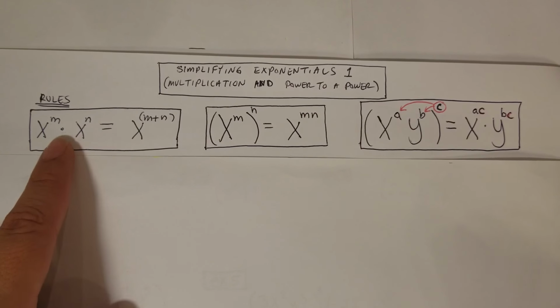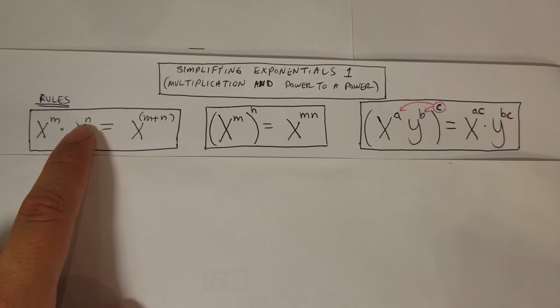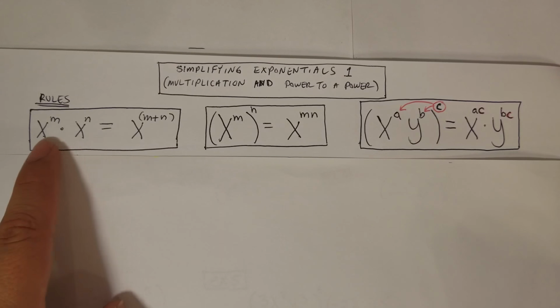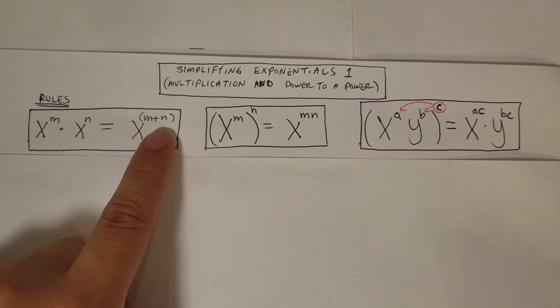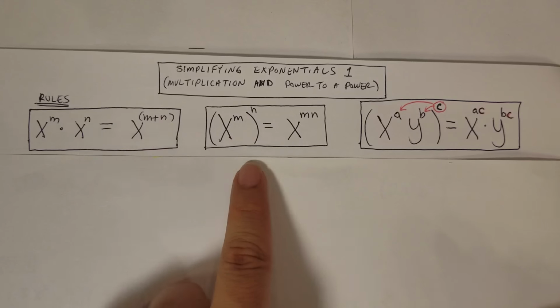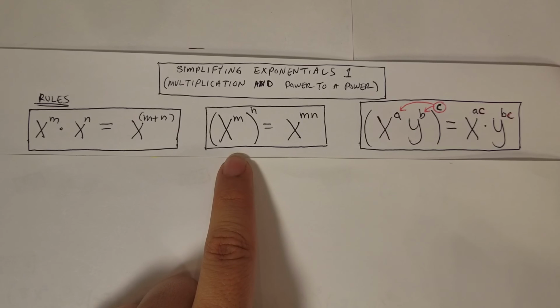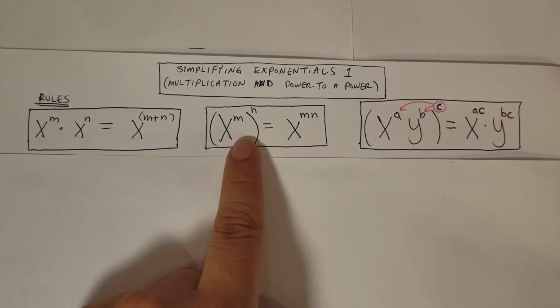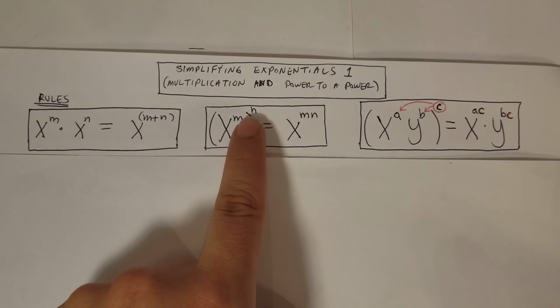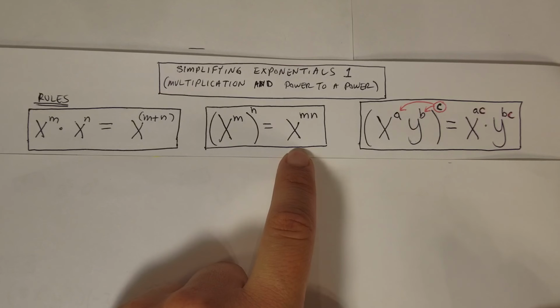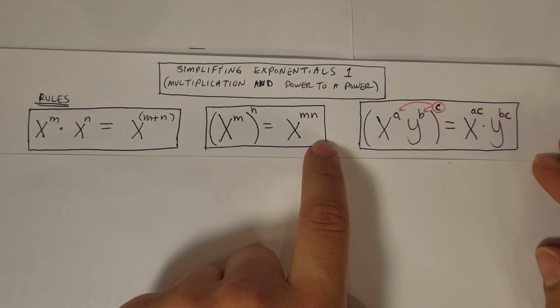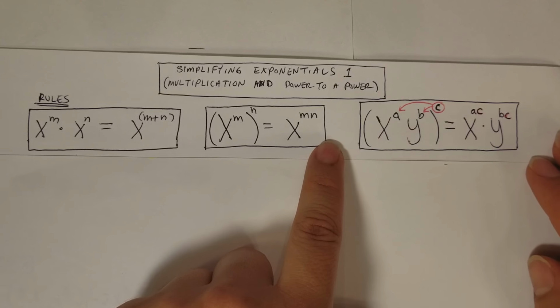So x to the power of m multiplied by x to the power of n, how many x's do you have? Well, you just add them up. So x to the power of m plus n, you add the exponents. If you have a power to a power, so an exponent to an exponent, you multiply the exponent. So x to the power of m, and then all that to the power of n, you multiply them together. So it's x to the power of m times n.